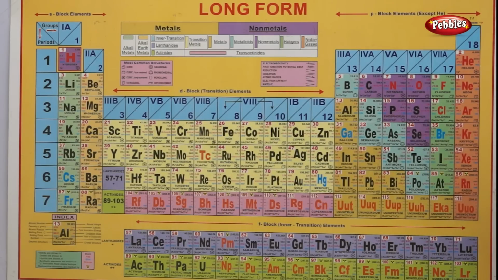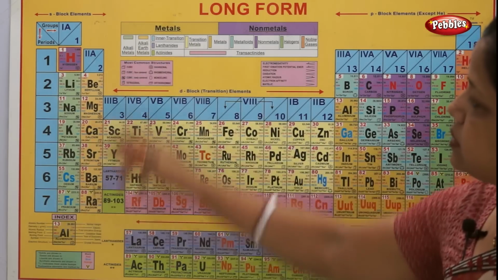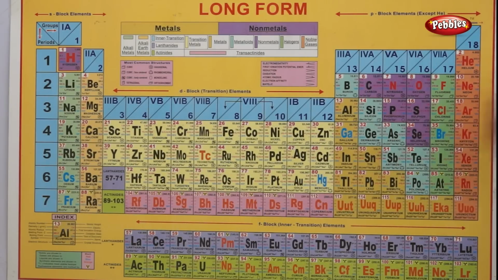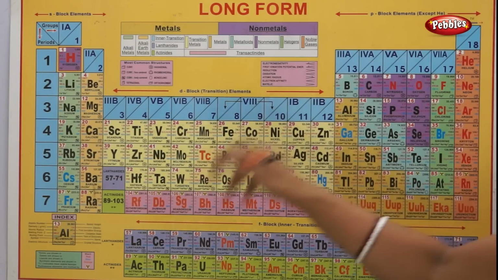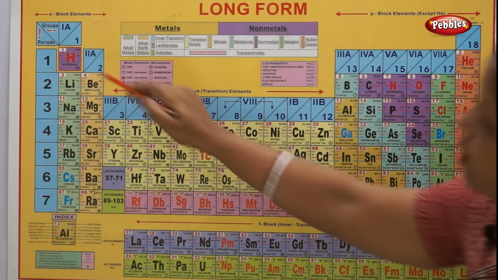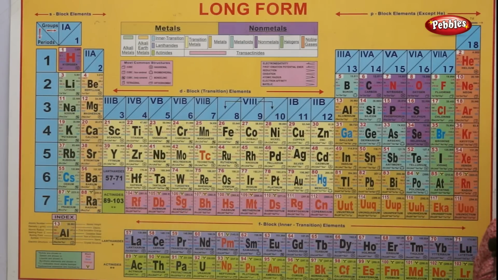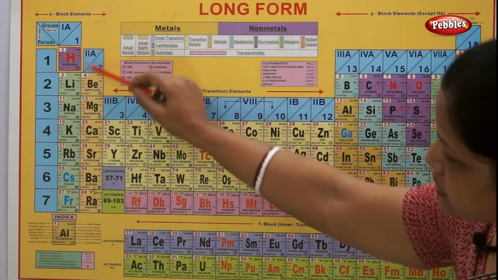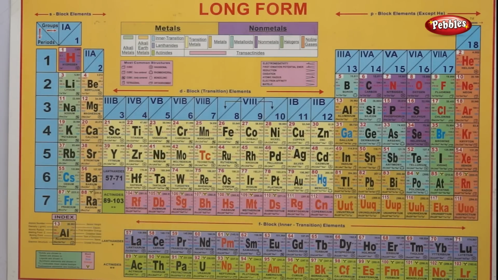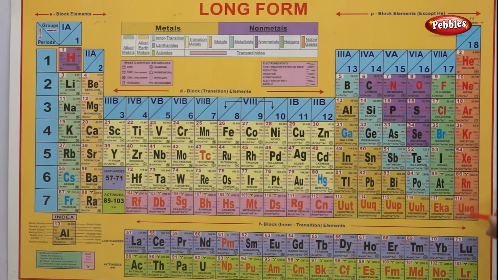What about the groups? There are 18 groups. Vertical columns are called groups. The first group is called the alkali group. The elements present in the second group are called alkaline earth metals or alkaline earth elements. The 17th group is called the halogens. The 18th group is called the inert gas group.